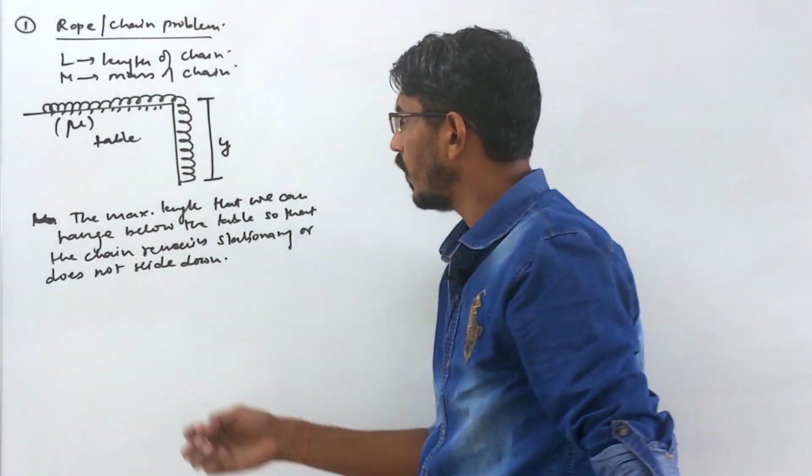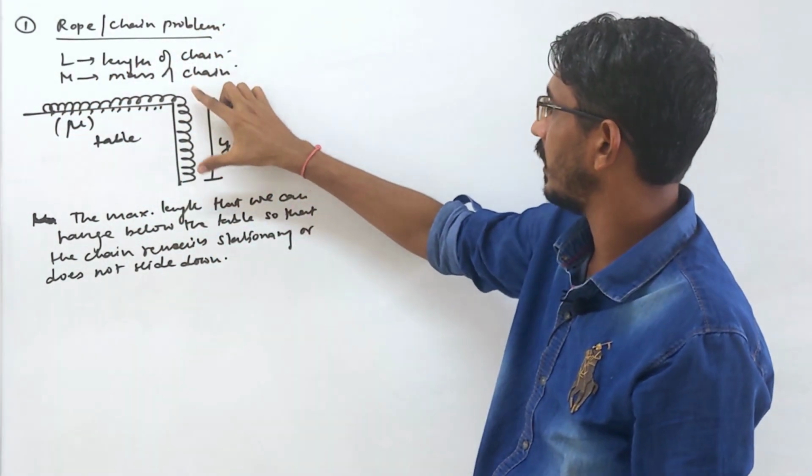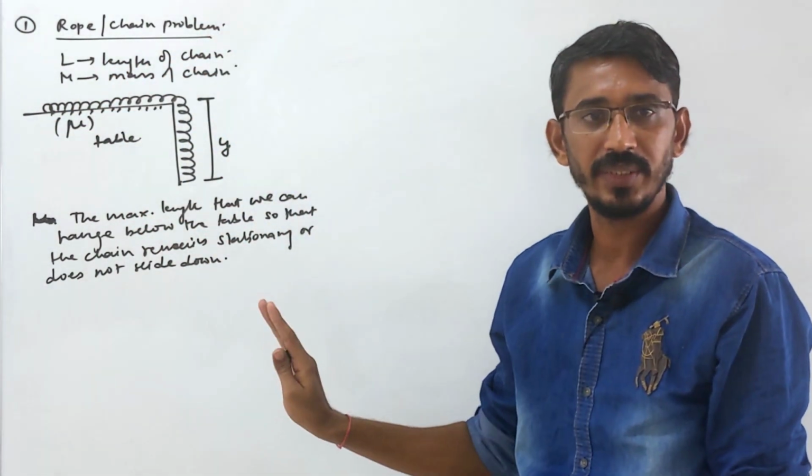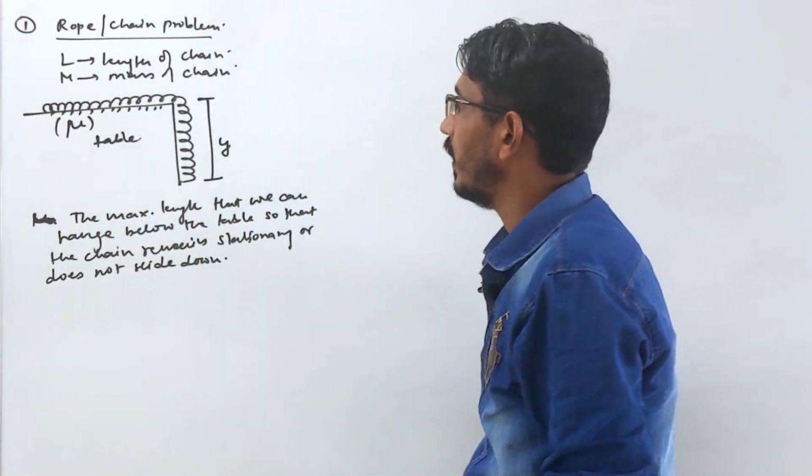Once more I am telling, suppose there is no friction, then whether you hang a small length or a big length, in all cases the chain will slide and fall down. If friction is there, the friction force acting here will try to stop it.